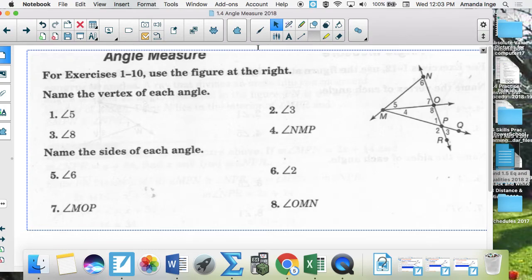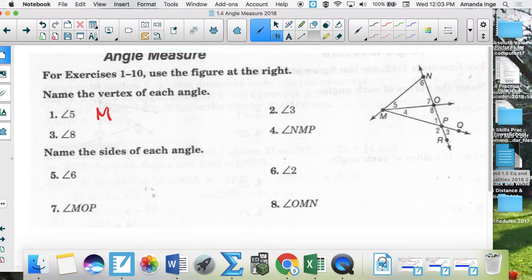It says name the vertex of each angle. Angle 5, what would the vertex be? M. Angle 3, P. Number 3, angle 8. O. And then P. N.